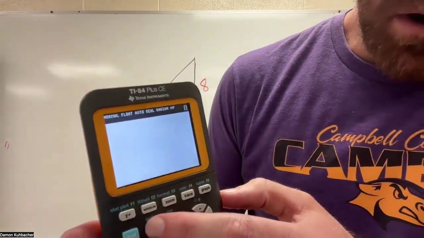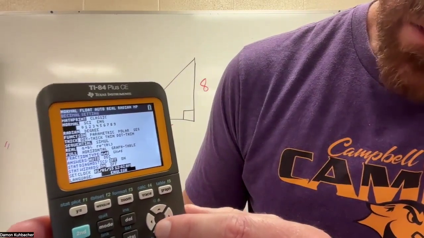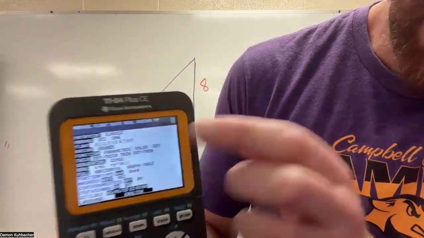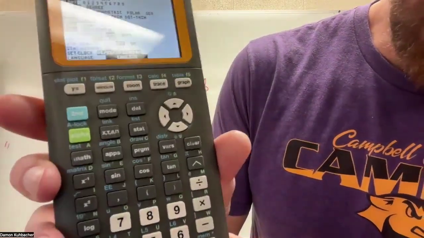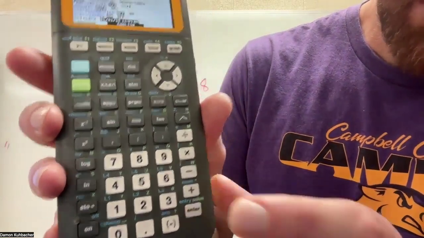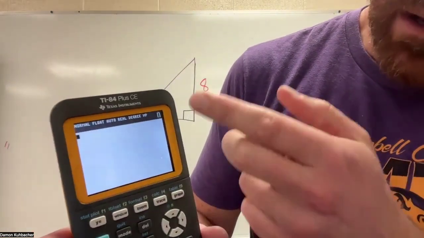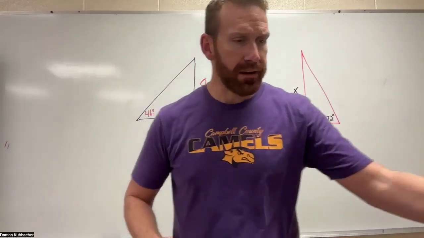So I'm going to hit mode right here. This pops up. I'm going to hit down twice, right once. And now I see I have my cursor flashing on degree. I'm going to go ahead and hit enter right here. And now I can hit second mode. I get out of that screen and now I'm in degrees. Okay, awesome. We have that covered.